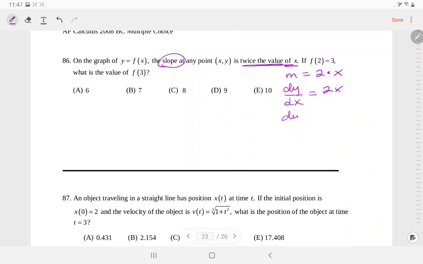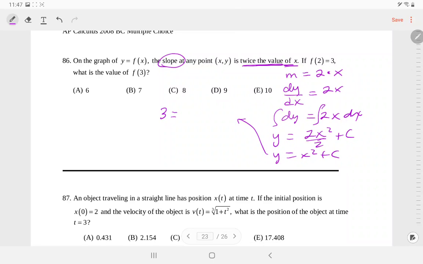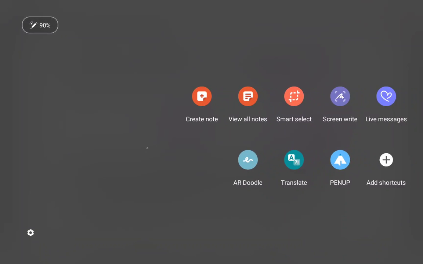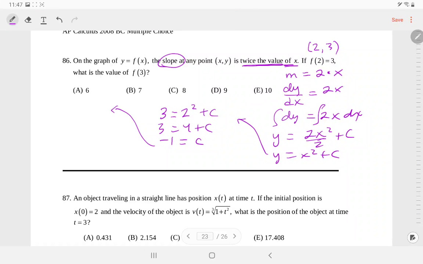Okay, I could do this as a separation of variables problem. 2x dx. Integral, integral. So y equals 2x squared over 2 plus c. Y equals x squared plus c. And that would be 3 equals 2 squared plus c. I'm writing this point right here as 2, 3. So 3 equals 4 plus c. C equals -1. And they want f of 3.